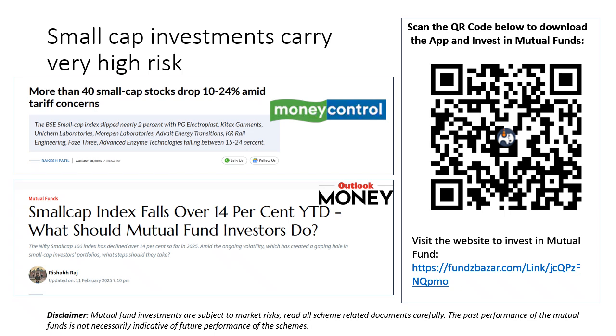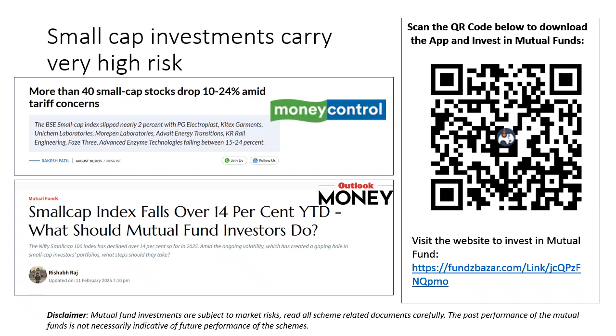However, it must be pointed out that small cap investments carry very, very high risk, right? They are highly volatile. So when the market drops, small cap indices will drop far more than the broader market indices like Nifty 50 or Nifty Midcap or Nifty Large Cap.